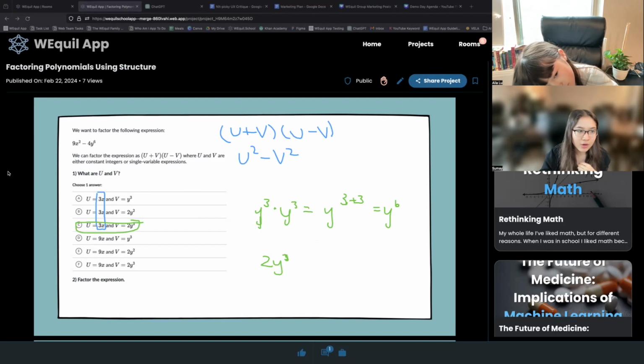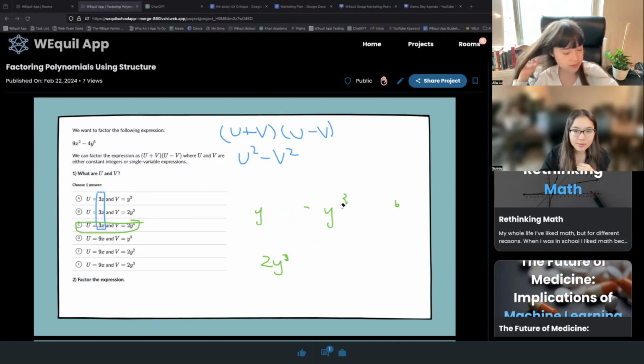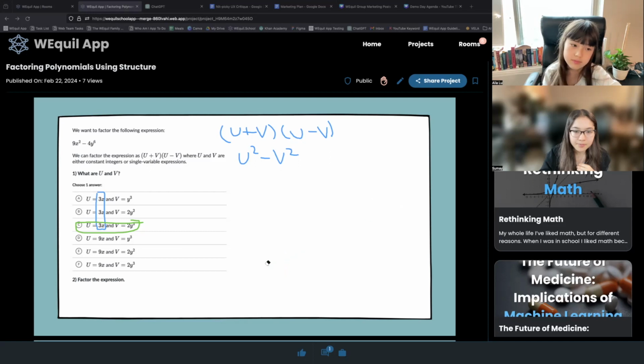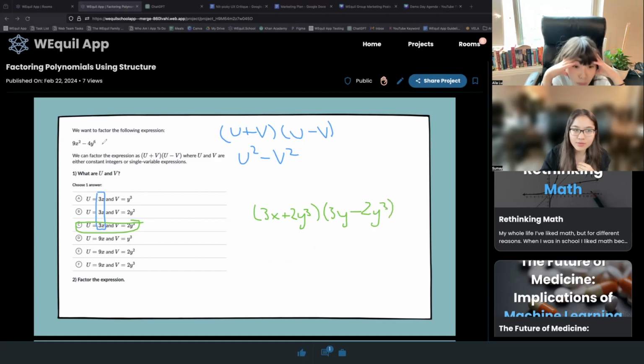And so because of that, we can easily factor 9x to the power of 2 minus 4y to the power of 6 by saying 3x plus 2y to the power of 3 times 3x minus 2y to the power of 3. You see? This is the equivalent of this because of this factoring, because of this quadratic structure. You see? I think so.